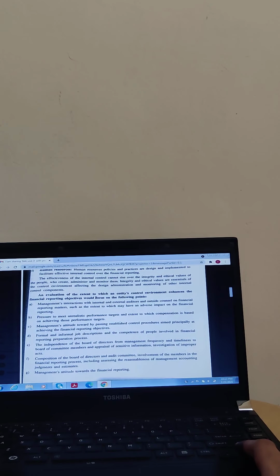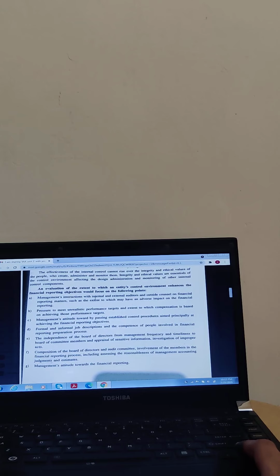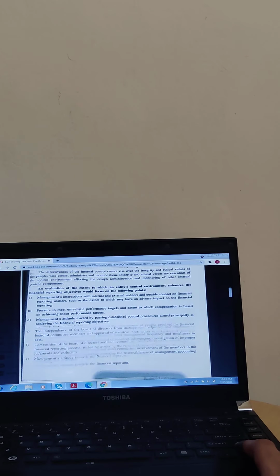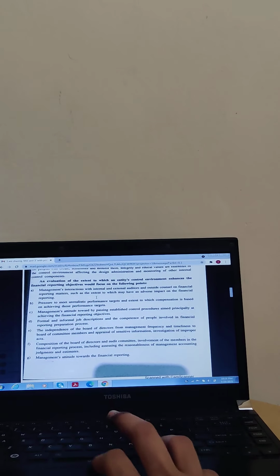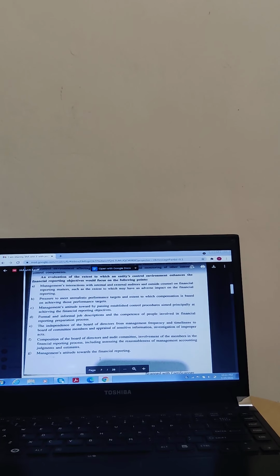Now, an evaluation of the extent to which an entity's control environment enhances the financial reporting objectives would focus on the following points. These are the points you need to keep in mind when you're talking about your company's internal control. First one is your management interaction with your internal and external auditors, and also the financial reporting: how they are going to behave in terms of financial reporting matters, and whether this might have an adverse impact on the financial reporting or not.